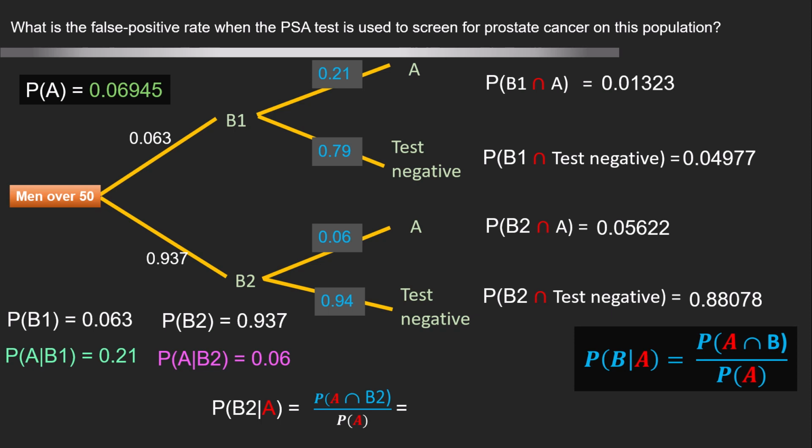What is the probability of the numerator? It is from the tree diagram. What is the probability of A? That is from the previous question. So we know the probabilities, then divide, that is 0.81.